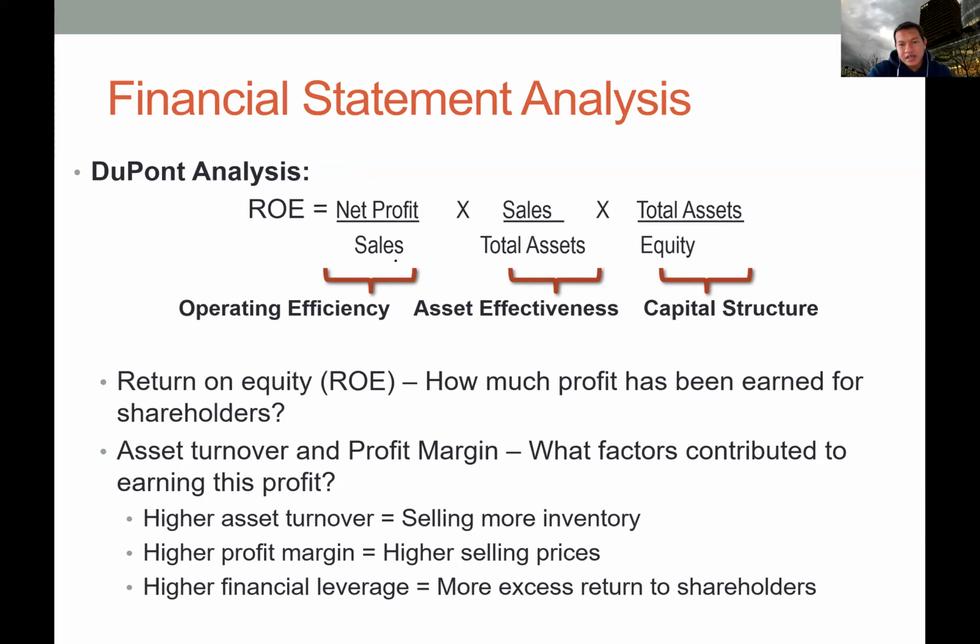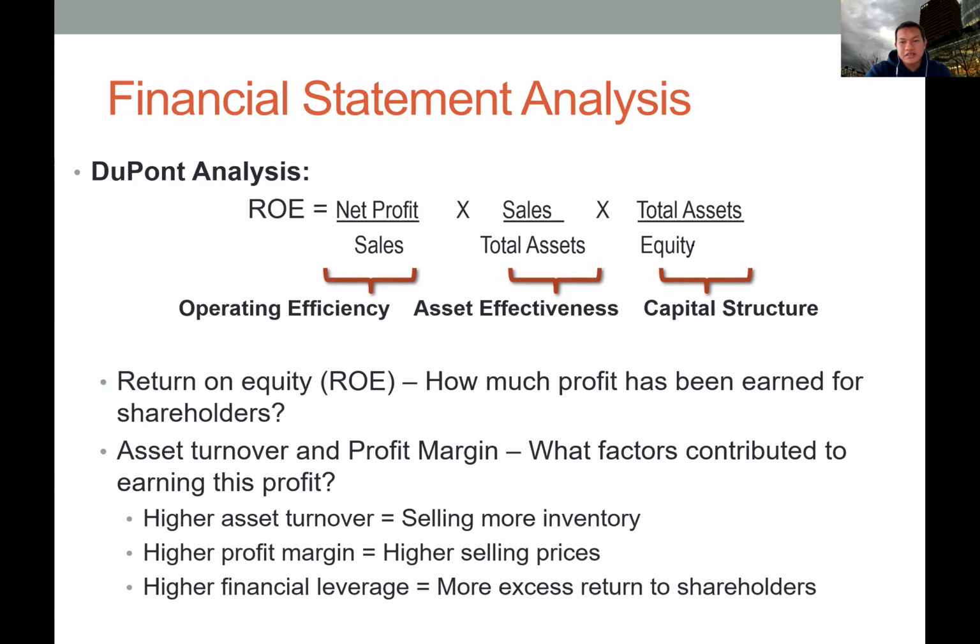And then the next one is the asset effectiveness: how effectively the company uses the assets to generate more sales. So we have sales divided by total asset. And then the capital structure, which is the total asset divided by the total equity. Okay, so it shows the portion of the asset which is financed by the equity.